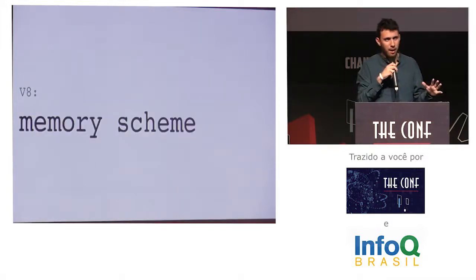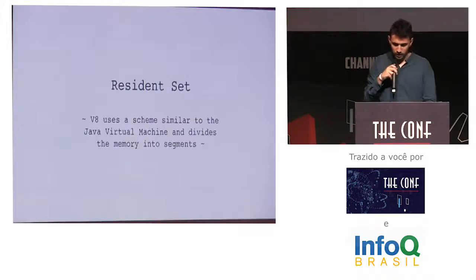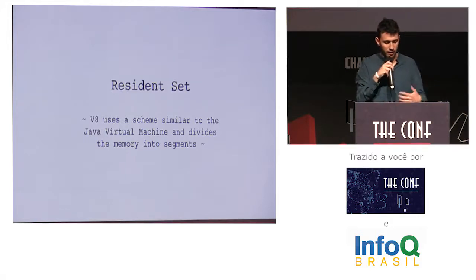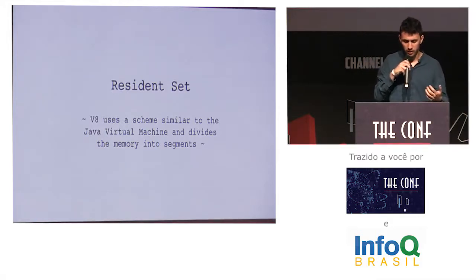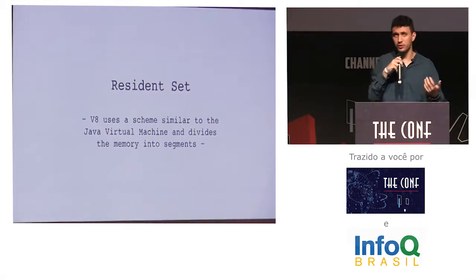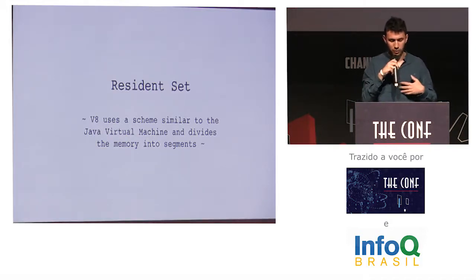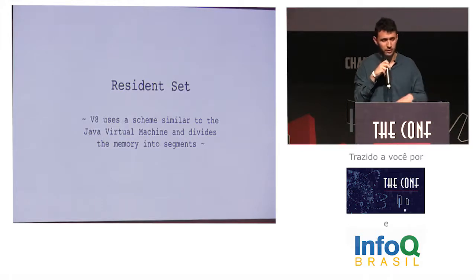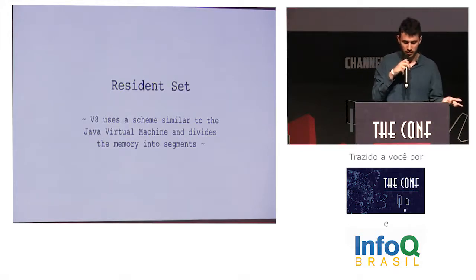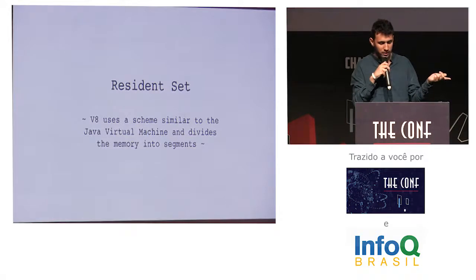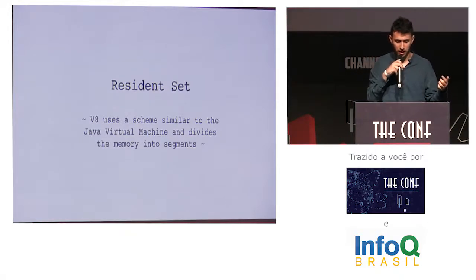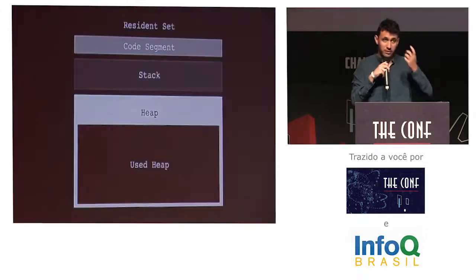So V8 has a memory scheme, which has a resident set. The resident set means that a running program is always represented by some space allocated in memory. This is the resident set. V8 uses a scheme similar to the Java Virtual Machine and divides the memory into segments.